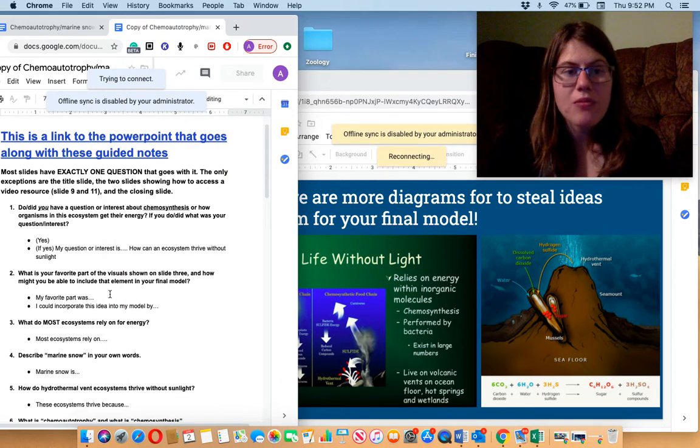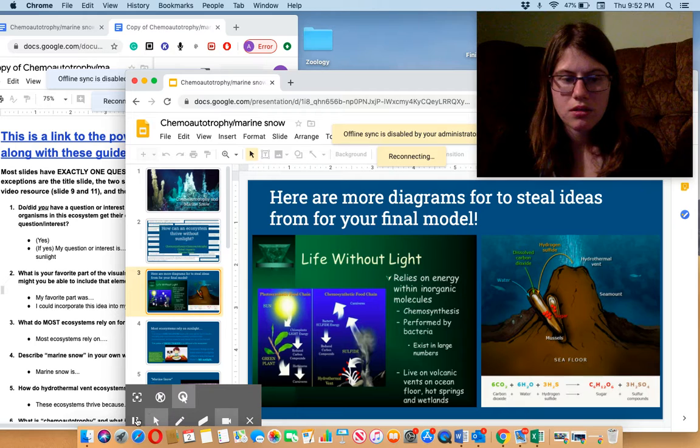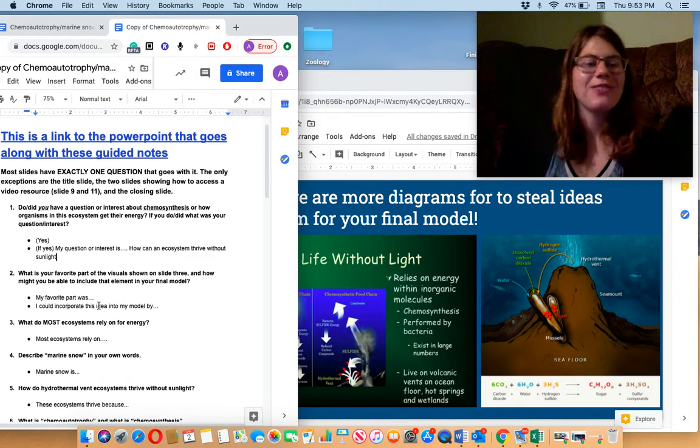But the thing I'm going to try to do is, oh, come on. Okay, I got it to reload and reconnect.